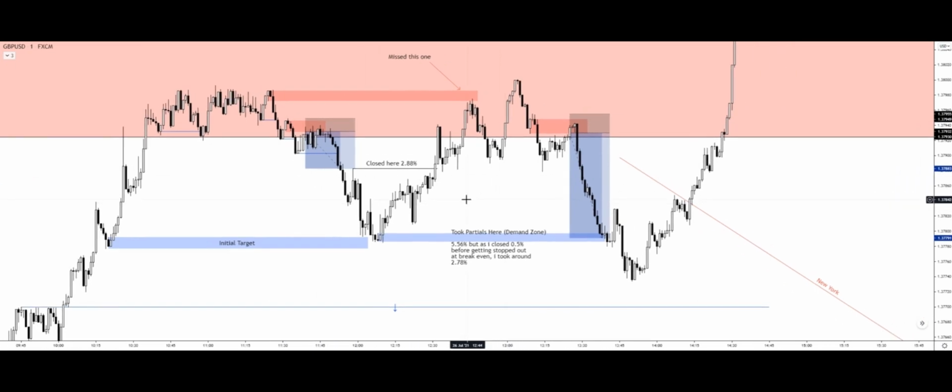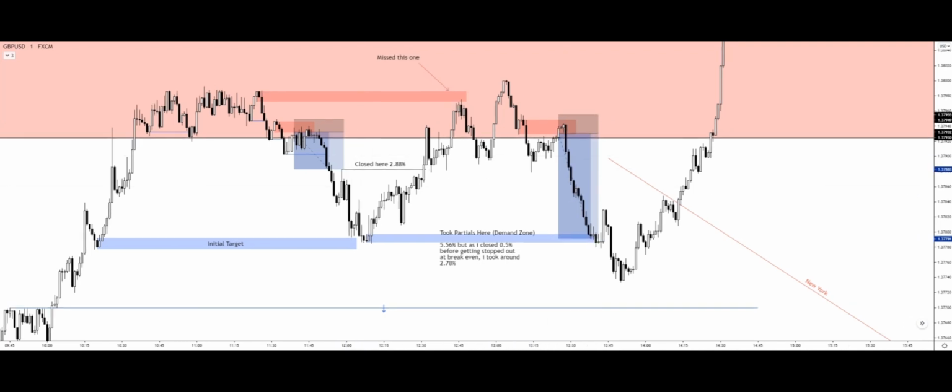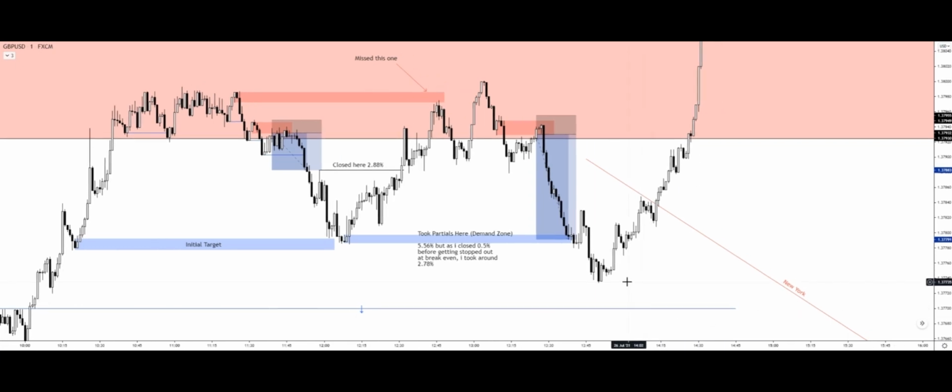But again, I still walked away with profit, and that's the best thing about smart money trading in general. So yeah, 2.88%, 2.78%, in total 5.66%. Okay, so not a bad trade. Again, could be better. And yeah, that's pretty much it, guys.